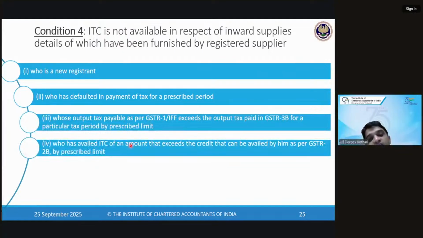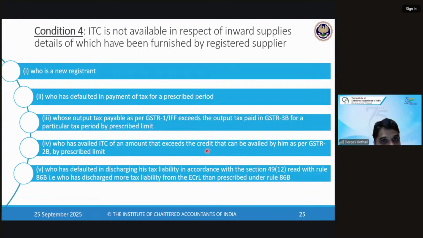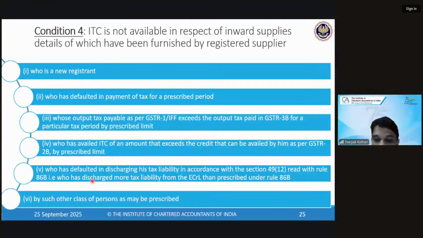Or who has availed ITC in an amount that exceeds the credit that can be availed by him in GSTR 2B. So here he can avail the credit from the GSTR 2B only to the extent of 5 lakh rupees, but he's claimed 50 lakh rupees in his GSTR 3B. So when you purchase from such a non-compliant person, even then your credit will be blocked or restricted. And who has defaulted in discharging his tax liability in accordance with Section 49 read with Rule 86B. That will come later, but just understand that this person has defaulted under one of the other sections, which is 49(12). And the sixth condition is by such other person as the government may prescribe.